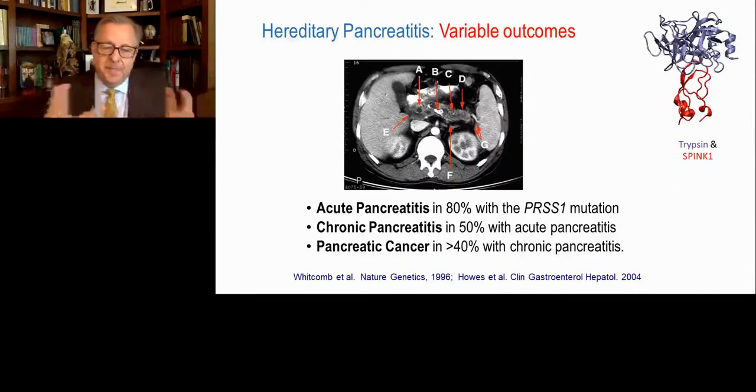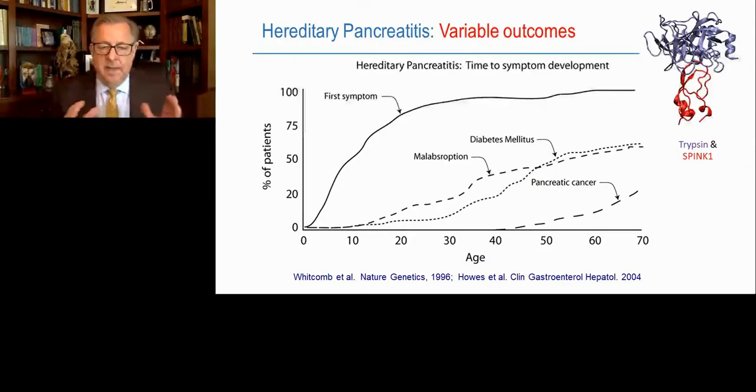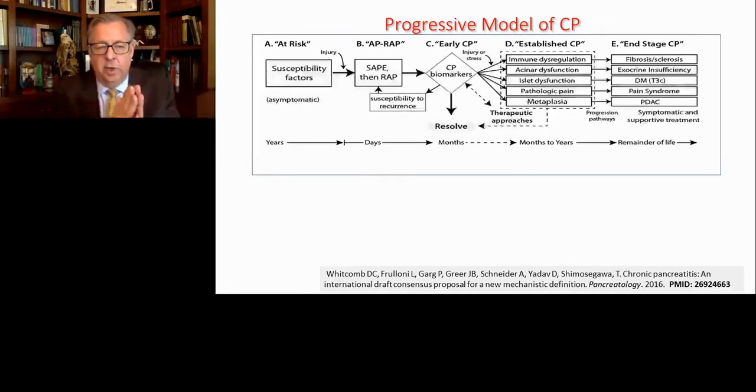To split this up and to understand that, we developed a disease model. And the disease model helps us understand why the symptoms occur at different periods of time and in different concentrations. So for example, in diabetes, only about 40% develop diabetes and the others don't. Why is that? What we see is that if we look at a progressive model of chronic pancreatitis, we start at the left at people that are at risk because they'll go for 10, 15, 20 years with no symptoms.